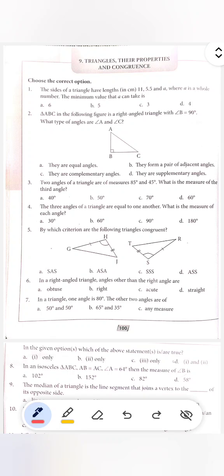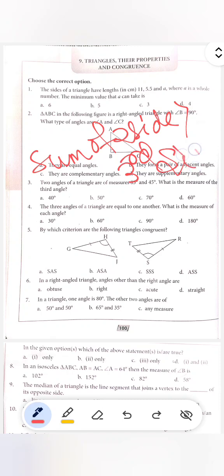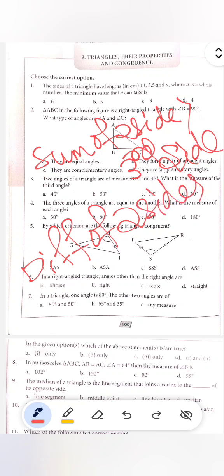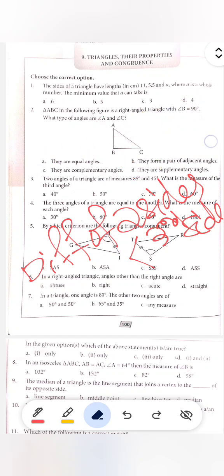a is a whole number. What is the minimum value that a can take? Here, one side-based property of a triangle applies: the sum of two sides should always be greater than the third side, and the difference of two sides should always be less than the third side. Since it asks about the minimum value, we consider the difference.